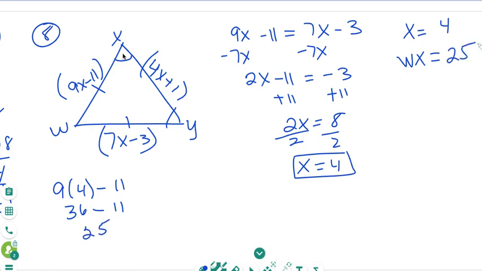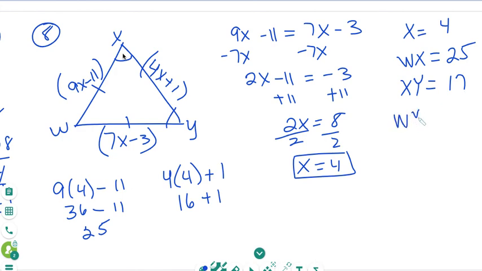And then they ask us what the measure of XY is. So 4 times 4 plus 1, 16 plus 1, that's going to give us 17. And our last one is what is the measure of WY? So we're going to have 7 times 4 minus 3, 28 minus 3, and so again we have 25, which makes sense because these two sides are congruent.